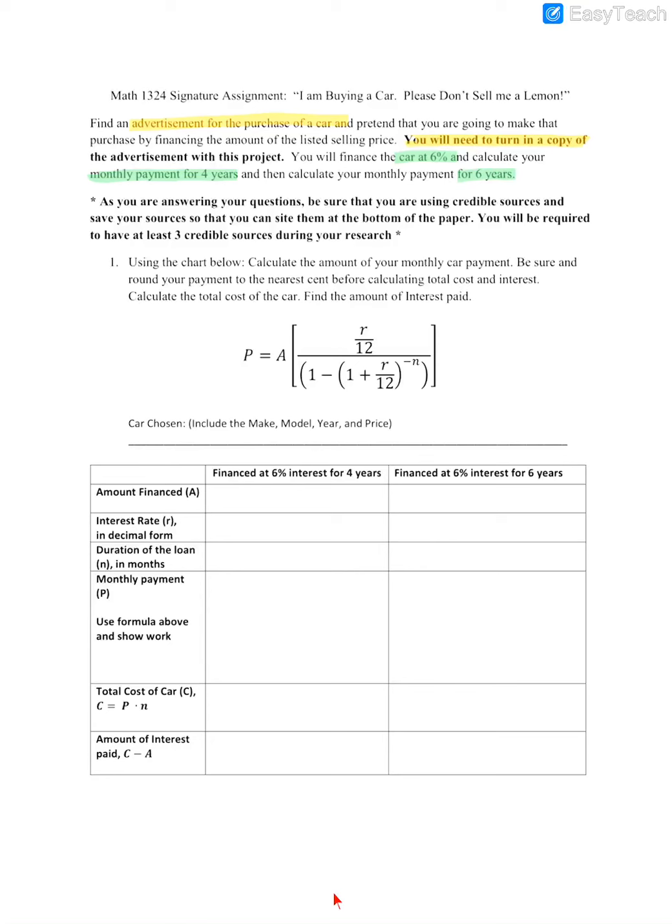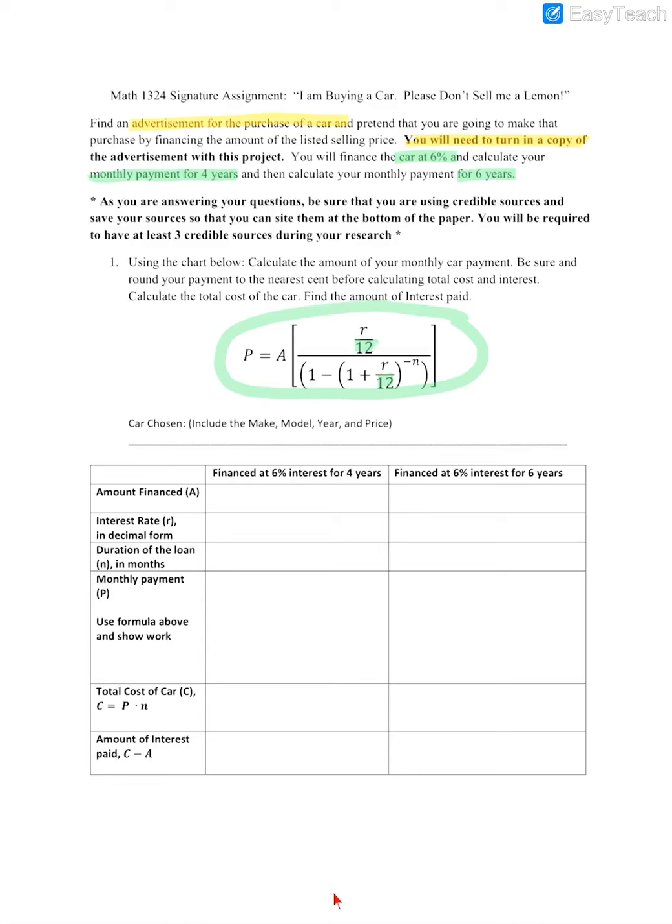So we have provided you with a formula down here. In this particular formula, the little r is your interest rate. Remember that you need to change it into its decimal format. Since we are doing monthly payments, we've already set it up to where it's divided by 12.